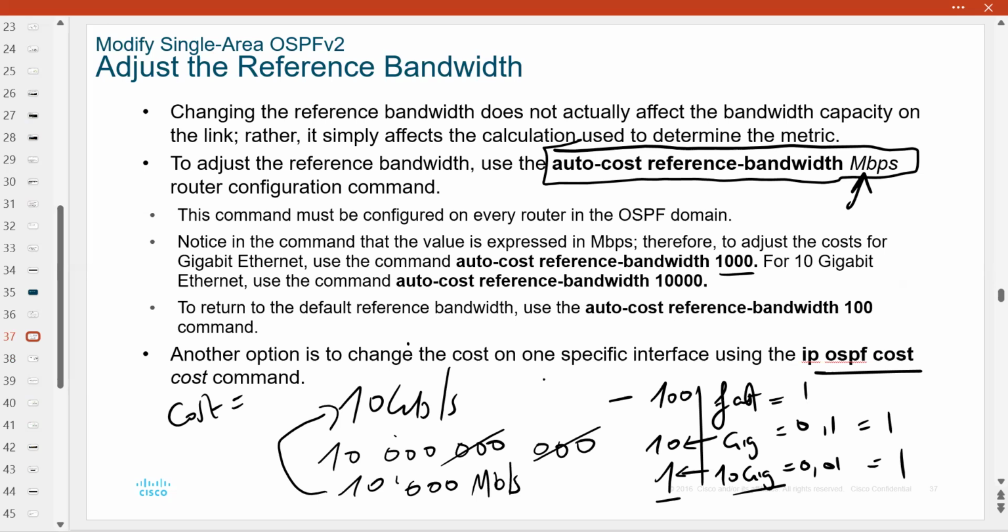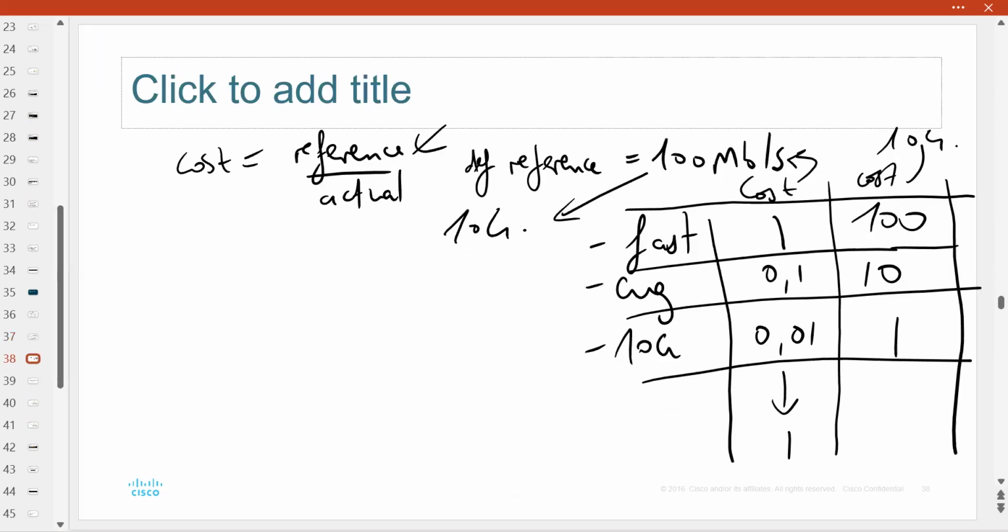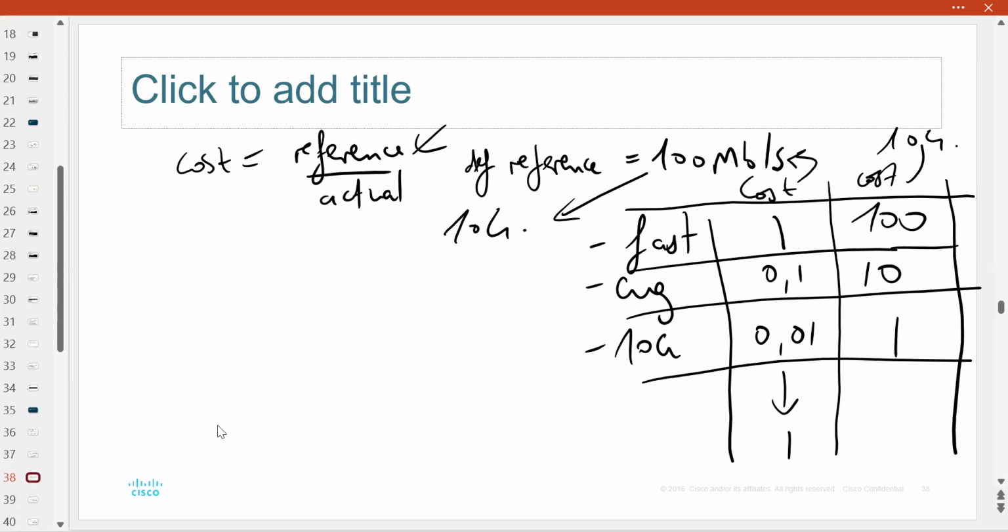Another way is to go and directly change the cost value using the ip ospf cost command. This command here. Let's see how that would be used.